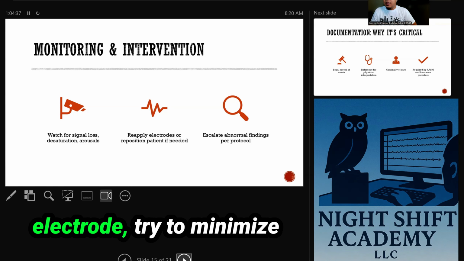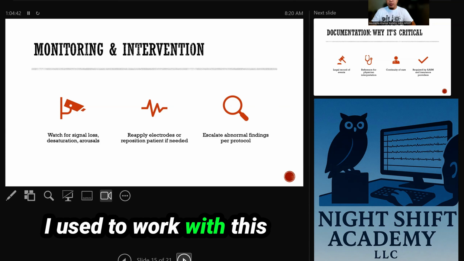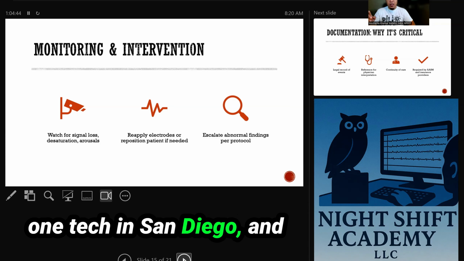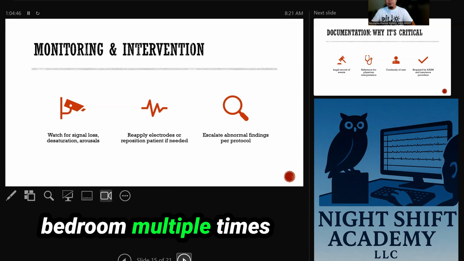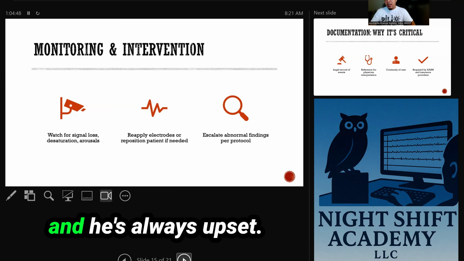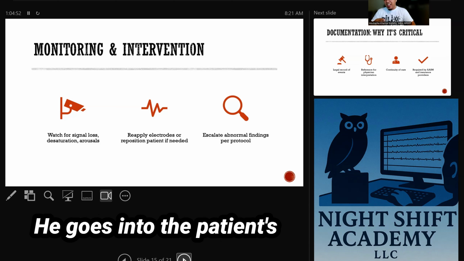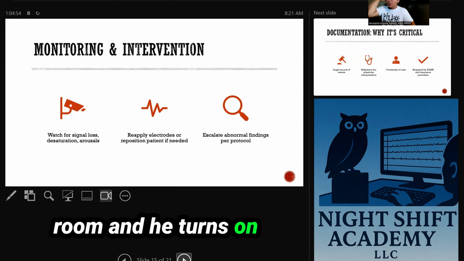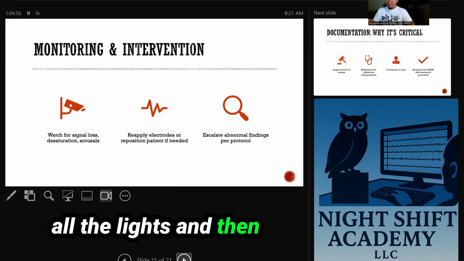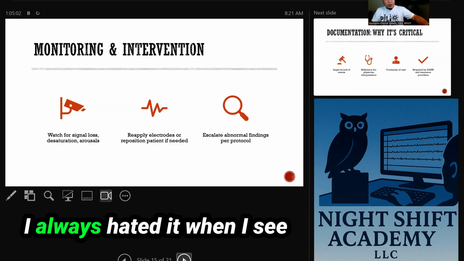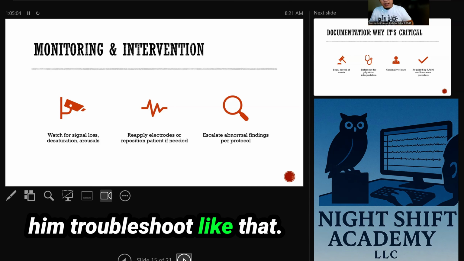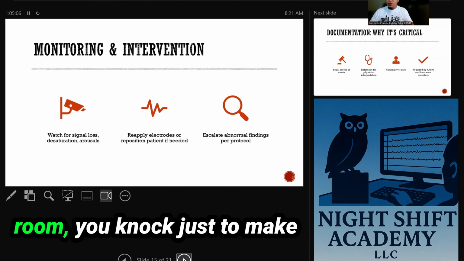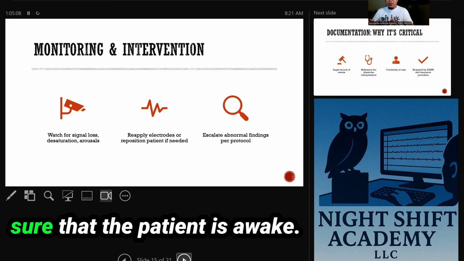If you need to replace an electrode, try to minimize turning on the lights. I used to work with this one tech in San Diego, and he goes in the patient's bedroom multiple times, and he's always upset. He goes into the patient's room and he turns on all the lights and then fixes the electrode. I always hated it when I see him troubleshoot like that. When you go into the patient's room, you knock just to make sure that the patient is awake.